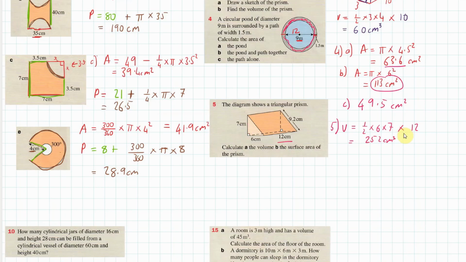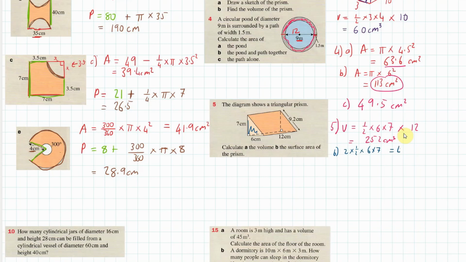Okay, now let us find the surface area. So B, the surface area. So you can see we've got this triangle here. And we've got 2 of them. So 2 times 1/2 times 6 times 7. And that will give us, what was that, 21, I think?